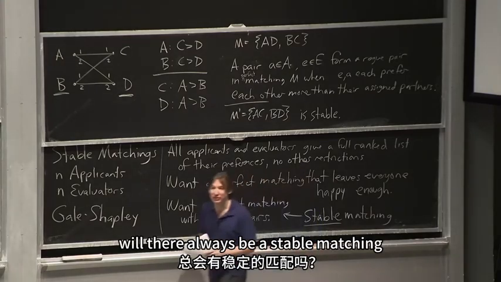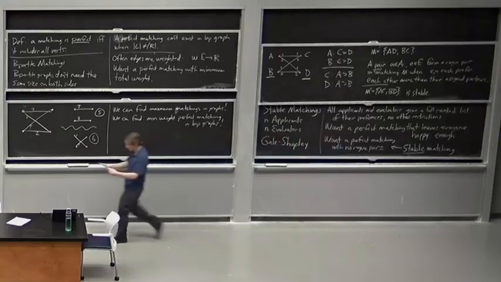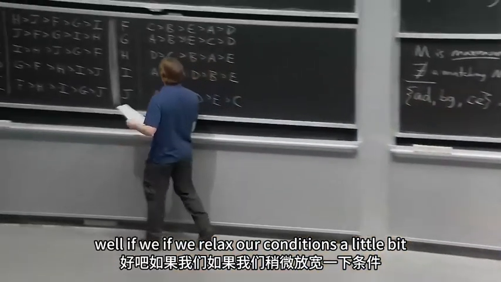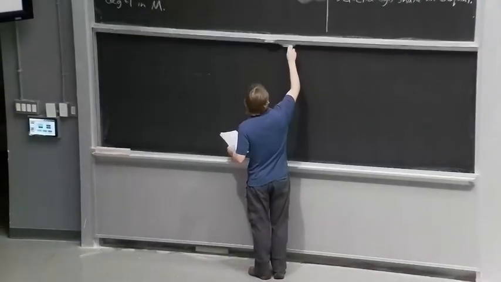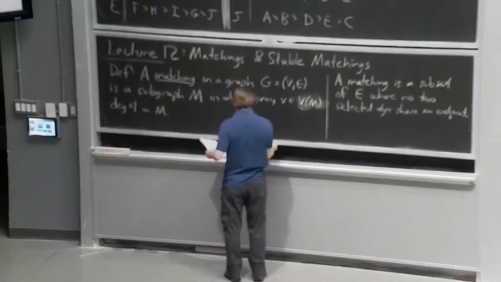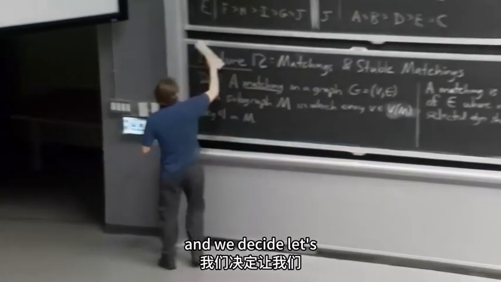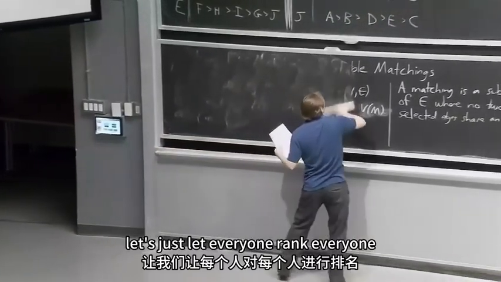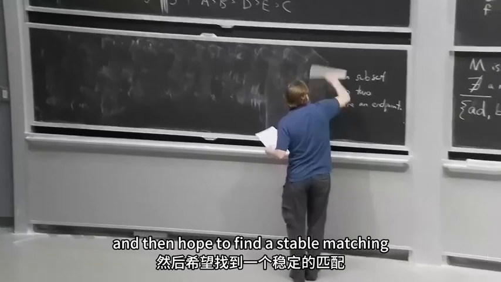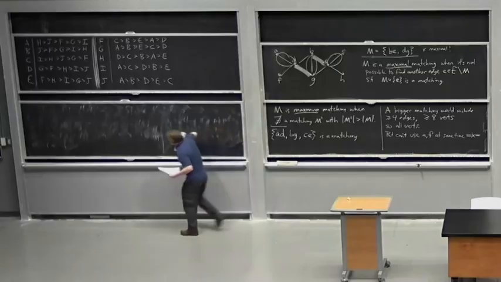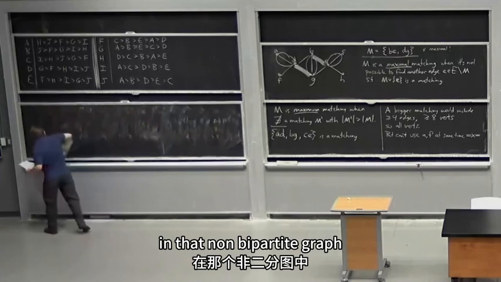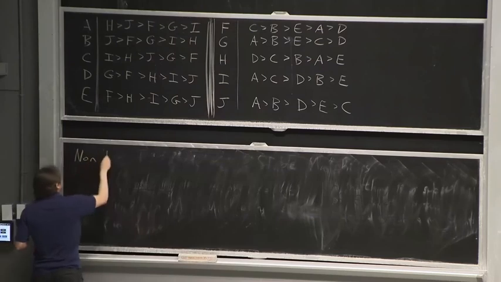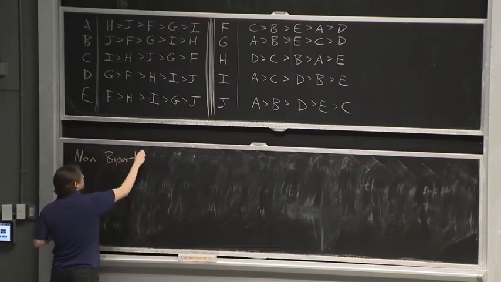Will there always be a stable matching? Well, if we relax our conditions a little bit, and we decide, let's no longer require bipartite. Let's just let everyone rank everyone, and then hope to find a stable matching in that non-bipartite graph. And here's an example of that. Non-bipartite example.